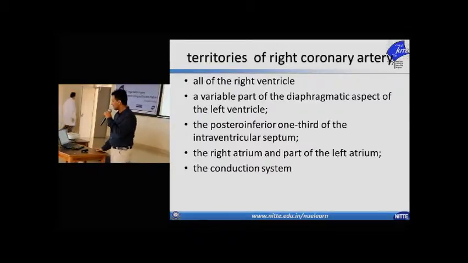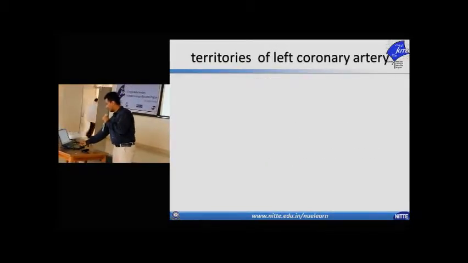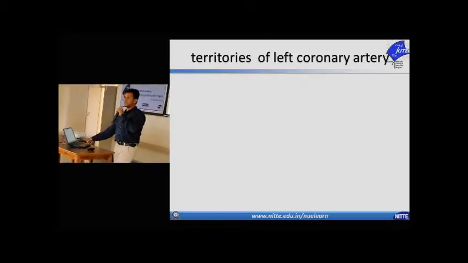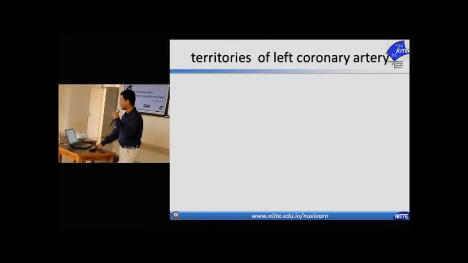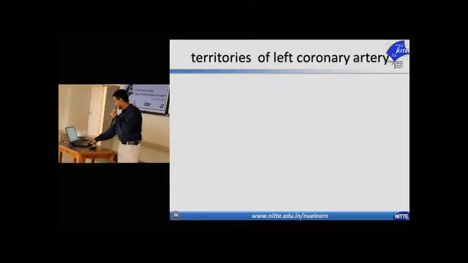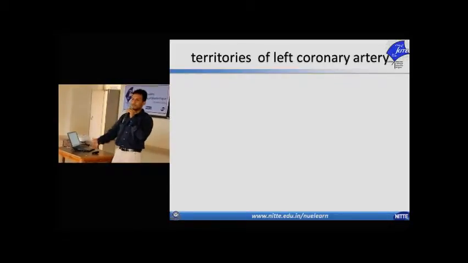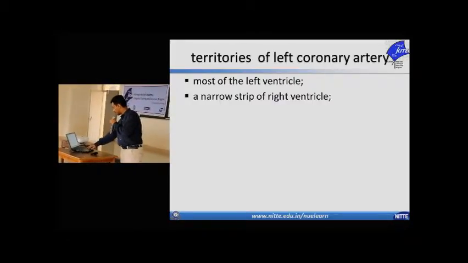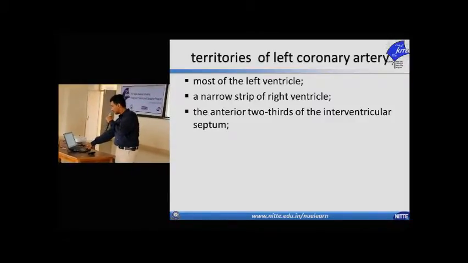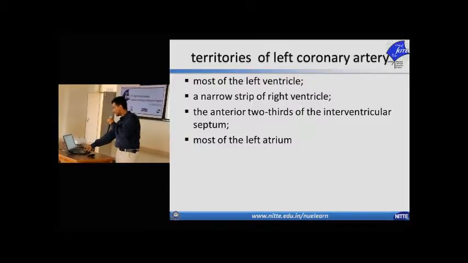Coming to the territories of the left coronary artery, most of the left ventricle is supplied by the left, then a narrow strip of right ventricle which is by the side of the anterior interventricular sulcus. That strip is supplied by the left coronary artery. Then the anterior two-thirds of the interventricular septum, that is the antero-inferior part of the interventricular septum. Then most of the left atrium. So this is the territory of the left coronary artery.